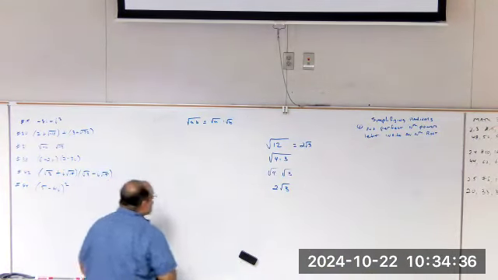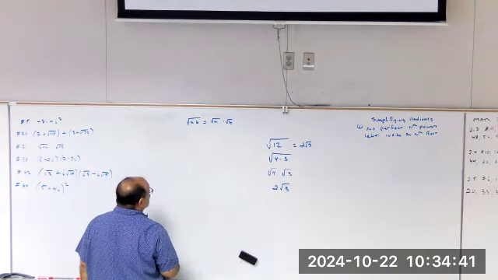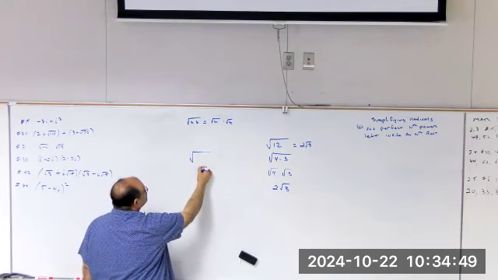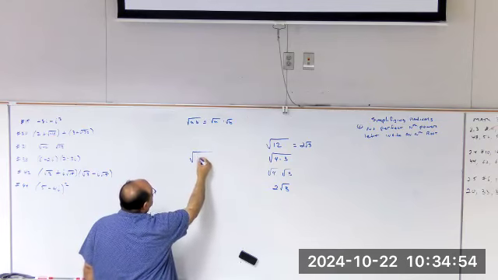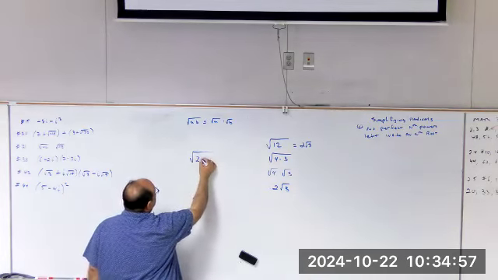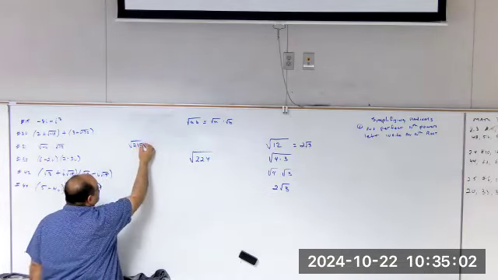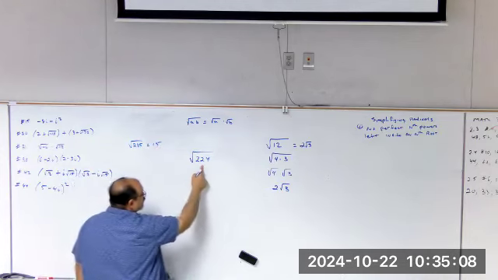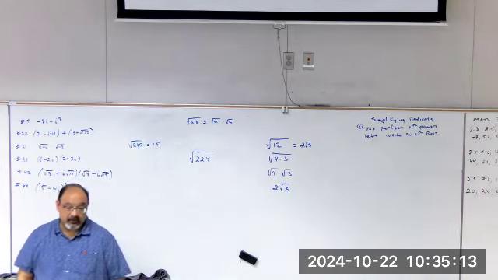If we had the square root of, let's go with 224. Now, square root of 225, that's a perfect square. That's 15, if you know your perfect squares. But 224, you've got to know what perfect square might go into that.